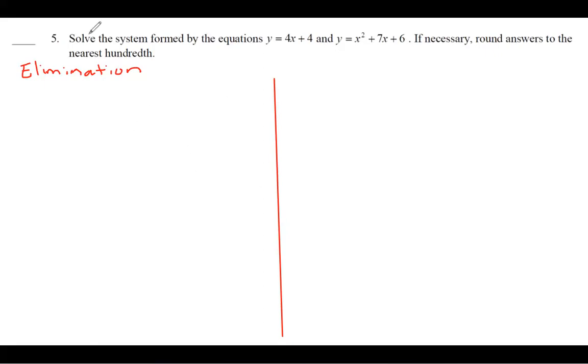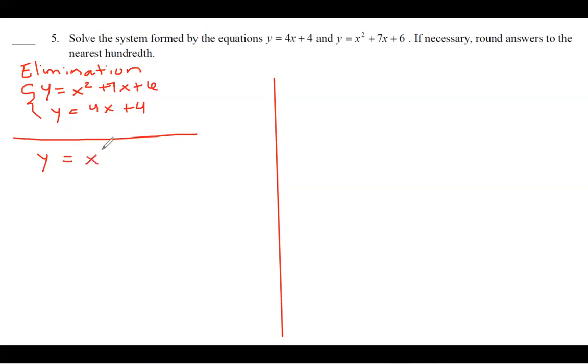So for elimination, I have my system. Whenever you're writing your equations, always write your quadratic first, then your linear. So this is going to be y equals x squared plus 7x plus 6, y equals 4x plus 4. Now, if it's elimination, I have to make sure that I eliminate one of the variables. My method here is to try to eliminate the y's. So let me rewrite my equation. So I have y equals x squared plus 7x plus 6.